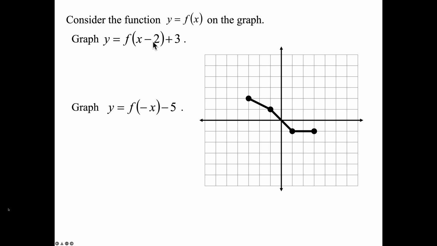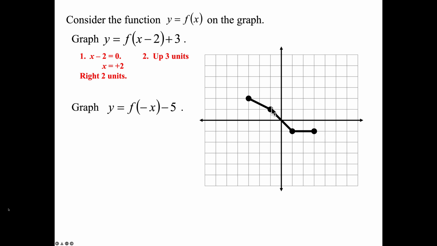So here with the x minus 2 on the inside, the first thing I'm going to do is set that equal to 0 and solve it for x. We're going to go to the right 2 first. And then the second thing I'm going to do is go up 3. Then I'm going to move all the points up 3.